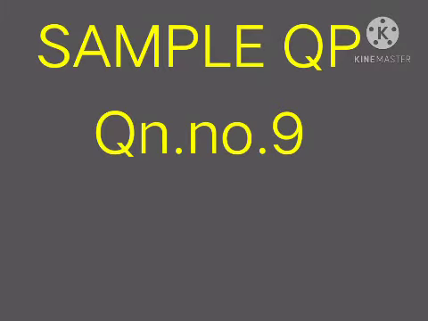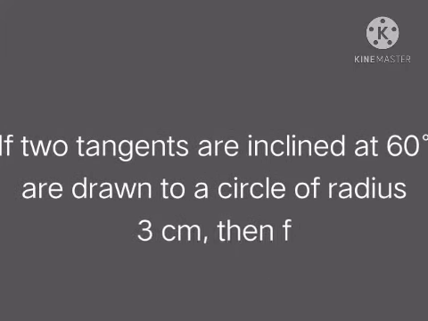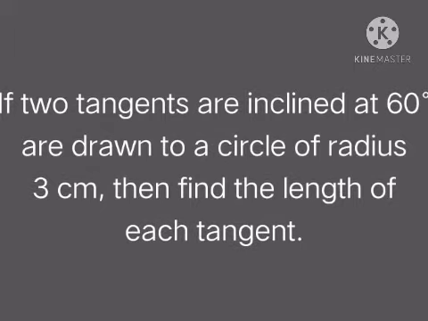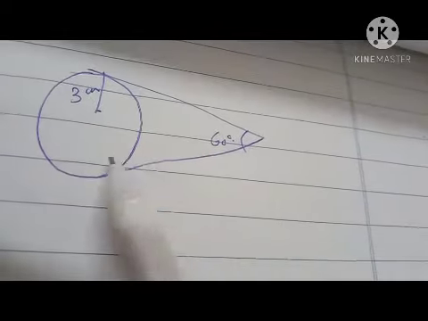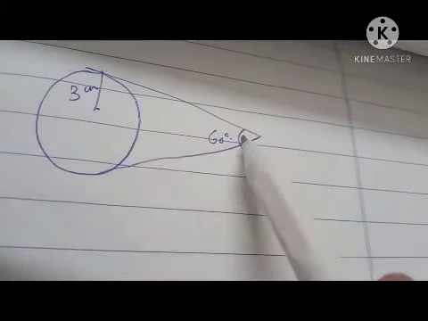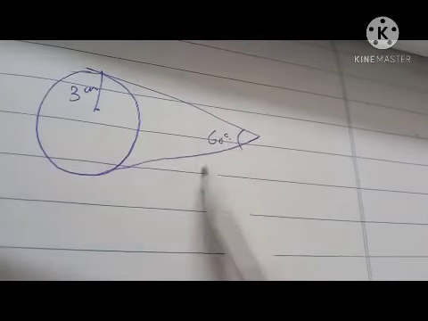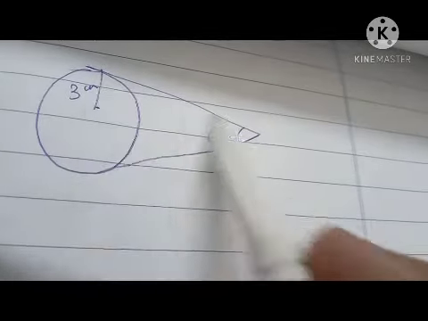Then question number 9. The ninth question has an or question too. So the first question is, if two tangents inclined at 60 degree are drawn to a circle of radius 3 centimeter, then find the length of the tangent. It is a 1 mark question, so no mark for the figure and all, but we have to draw this figure as rough for getting the values. So these are the given measures. 60 degree is the angle of inclination of the two tangents. Radius is 3 centimeter. But here we have to find this tangent.